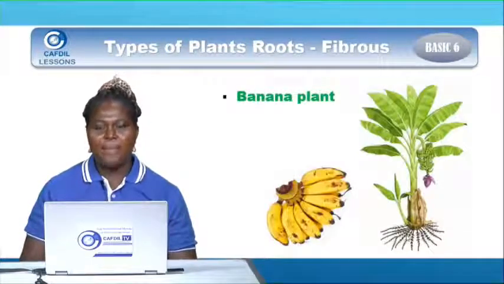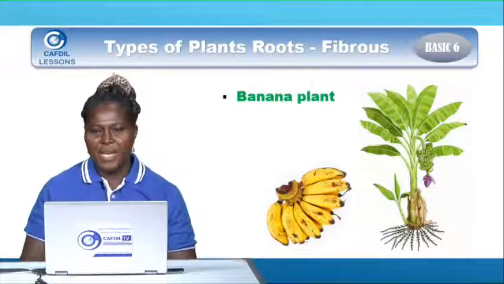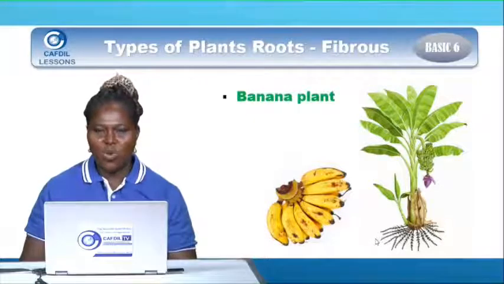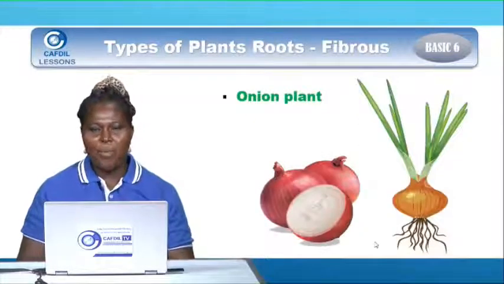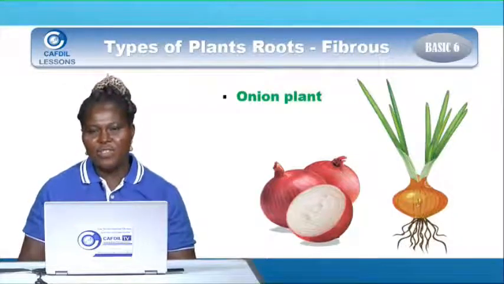Another one is the banana plant. Look at the roots. They are coming from the base of the stem. So banana has fibrous roots. Another example is the onion plant. Now let's look at the roots of the onion.